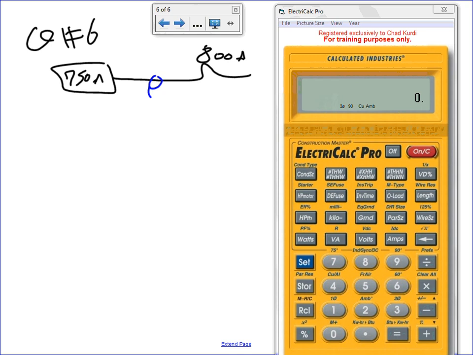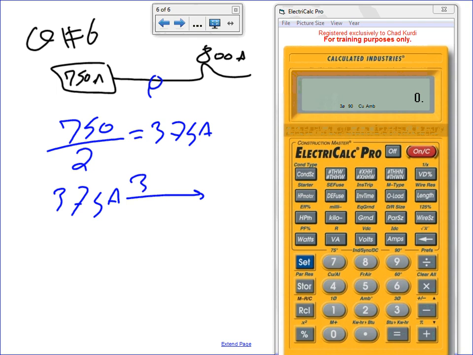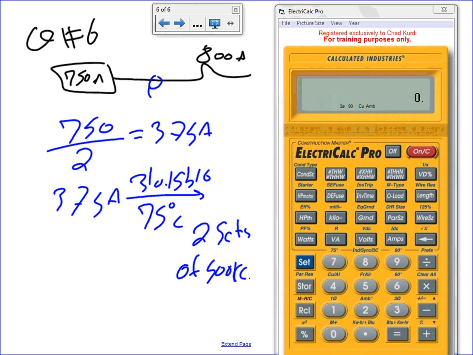The conductor can be slightly less amp than the overcurrent protection device. So technically, I wanted you to divide by 2, and you end up with 375 amp. Take the 375 amp to 310.15(B)(16) under the 75 degree column. That would get you 2 sets of 500 kcmil. That's what the code allows you to do. Good design is probably to go to 2 sets of 600 kcmil.